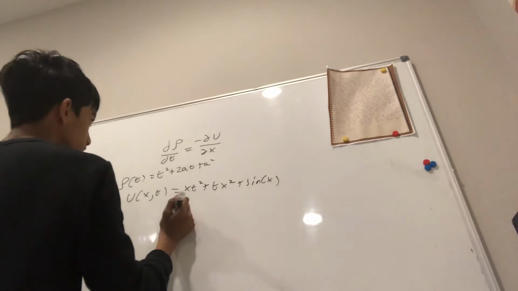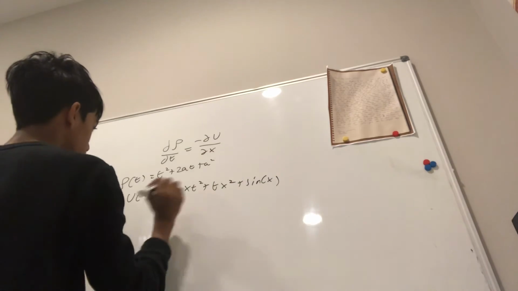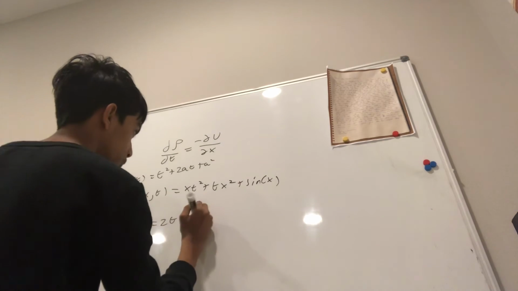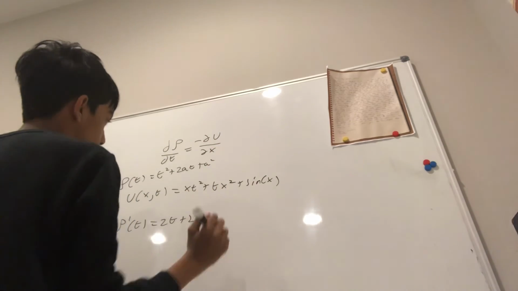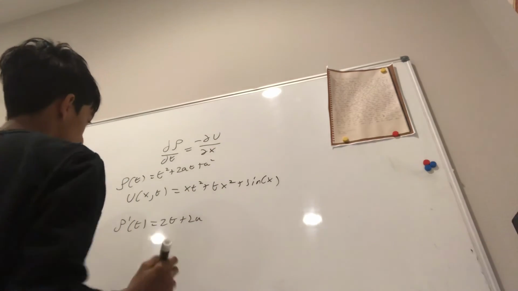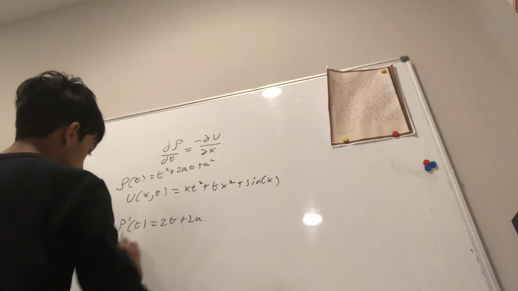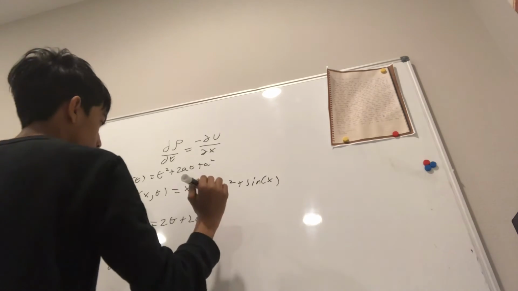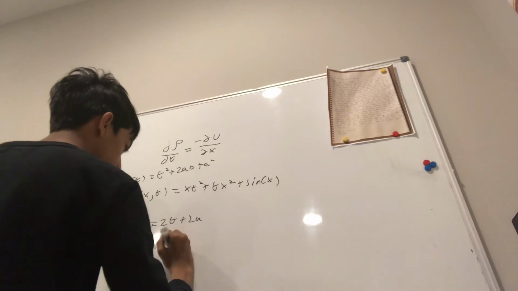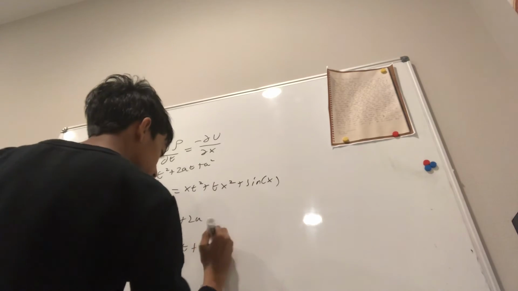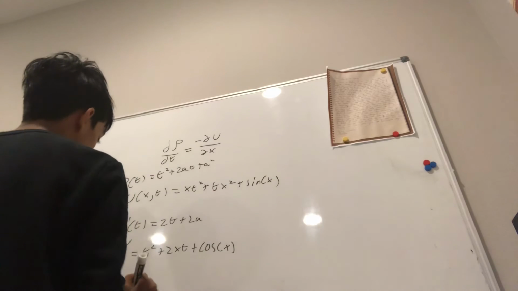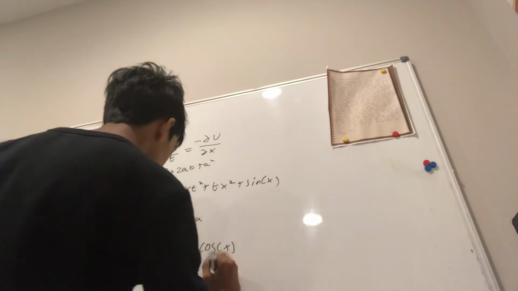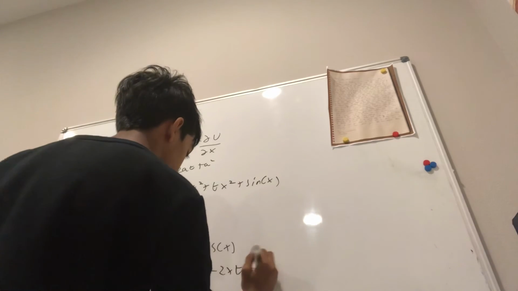So let's take the time derivative of momentum. Taking the time derivative, p prime of t would just be 2t plus 2a, and that's it, because a is considered a constant and p doesn't depend on x. And the partial derivative of u with respect to x would just be t squared plus 2xt plus cosine x. So if we wanted to equate the two, we would just get 2t plus 2a is equal to negative t squared minus 2xt minus cosine x.